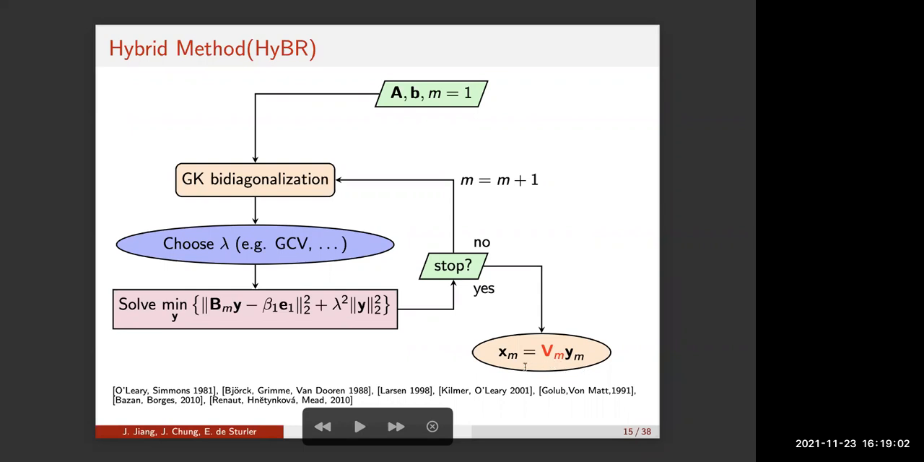So here the problem is, since we need to map the projected solution back to the solution of the original problem, we need to save this large matrix VM.